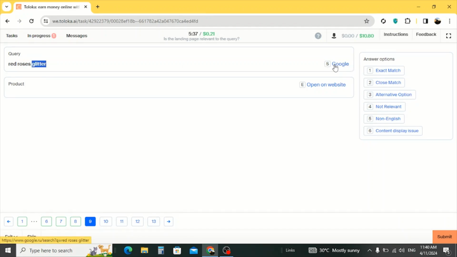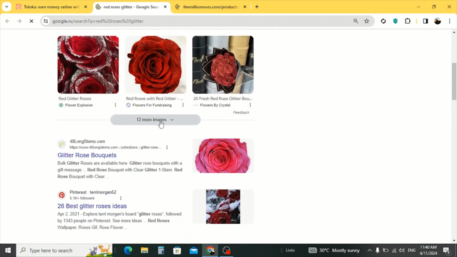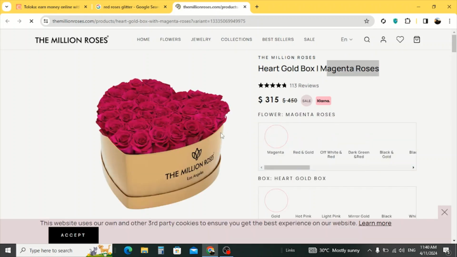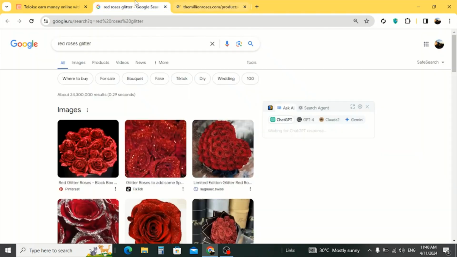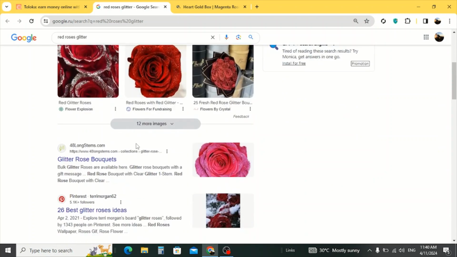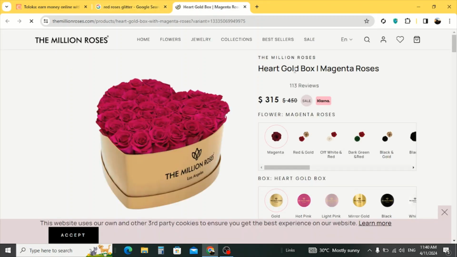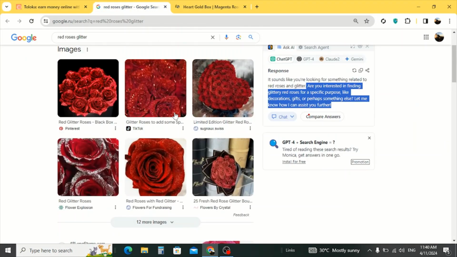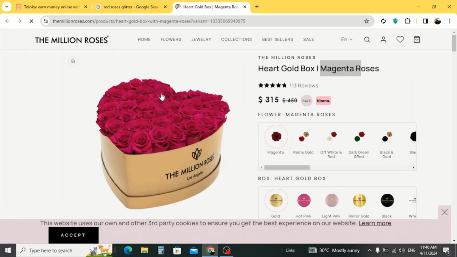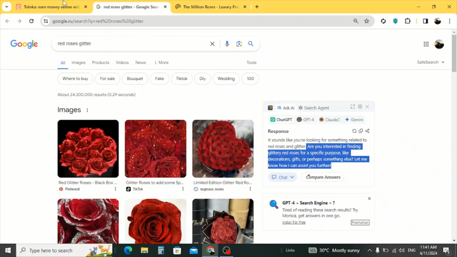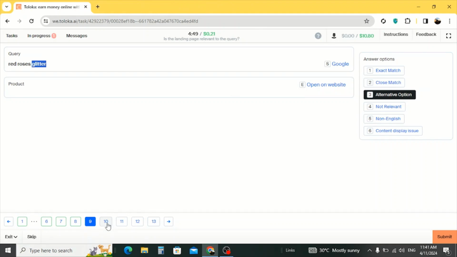Red roses glitter. Red rose and glitter. These are three things. These are red roses but not glittery, so this attribute is missing. But here you can find that this attribute is neither present, so it is a mismatch, because you cannot verify its presence, but you can also verify its absence. So it is an alternate option. No glitter is given, only the red roses.